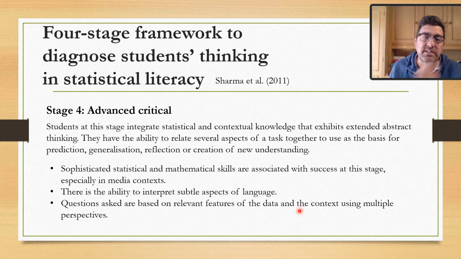Here, sophisticated statistical and mathematical skills are associated with success at this stage, especially in media contexts. There's an ability to interpret subtle aspects of language in statistics. One word changes in a sentence in statistical class, it means completely something else. And that happens often when we work in grade 12 with counting principles, or when we work with probability. Okay? Questions are based on relevant features of the data and the context using multiple perspectives.